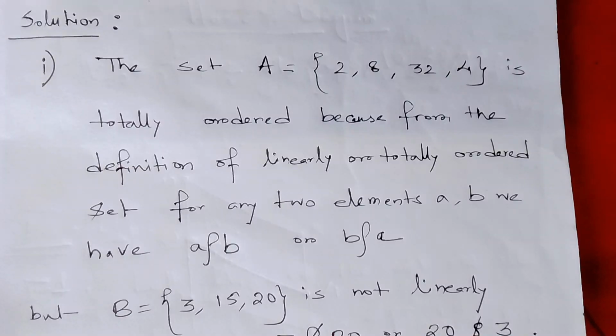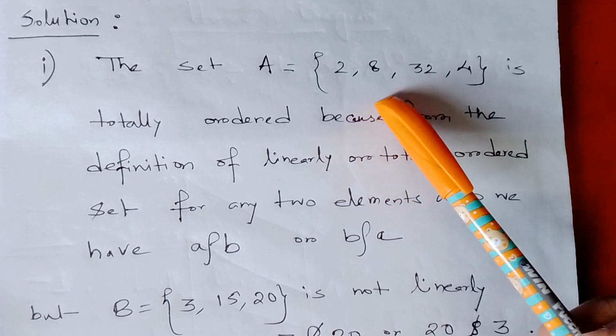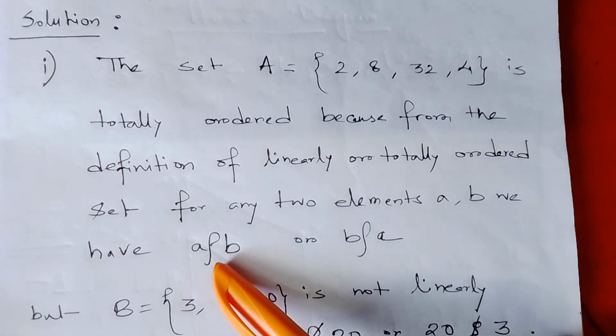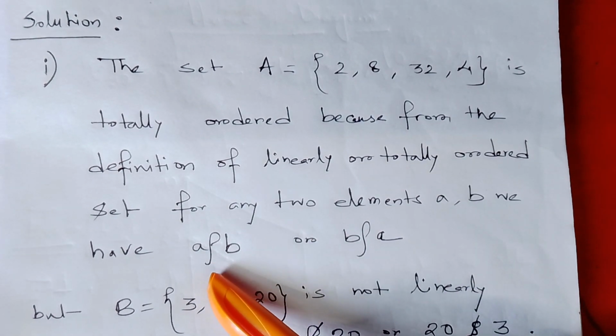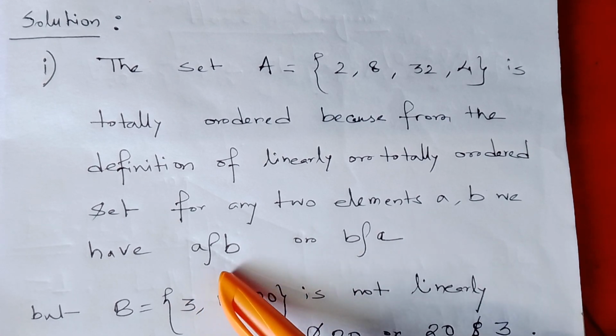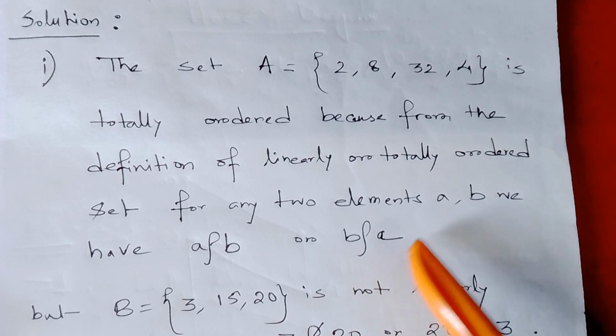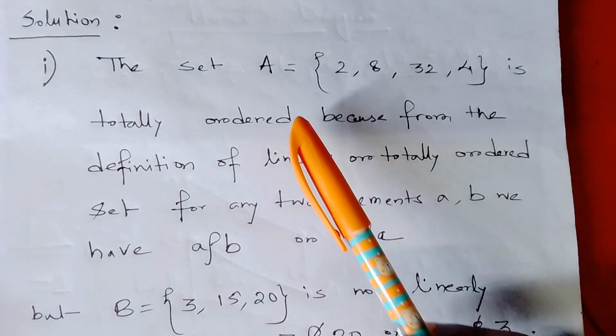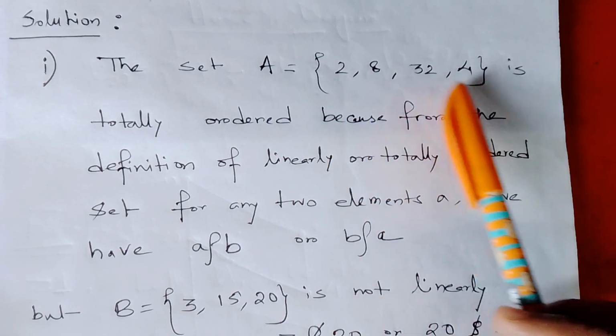So starting with the first one, the set A consists of 2, 8, 32 and 4. This set is totally ordered or linearly ordered because, from the definition of a linearly or totally ordered set, for any two elements a, b, we have a ρ b or b ρ a. Here ρ is nothing but the relation, and the relation here is divisibility. So either a will divide b or b will divide a on that set, and that set will be linearly ordered.